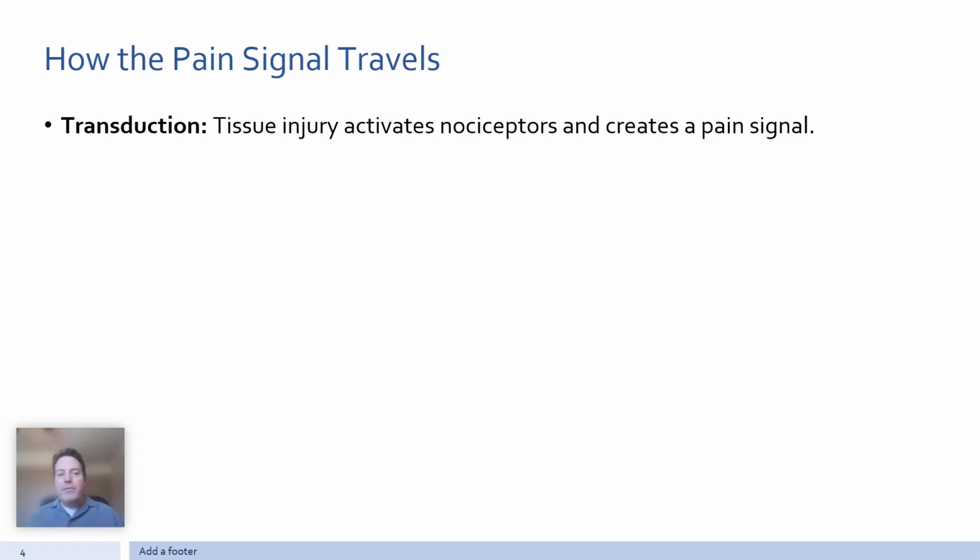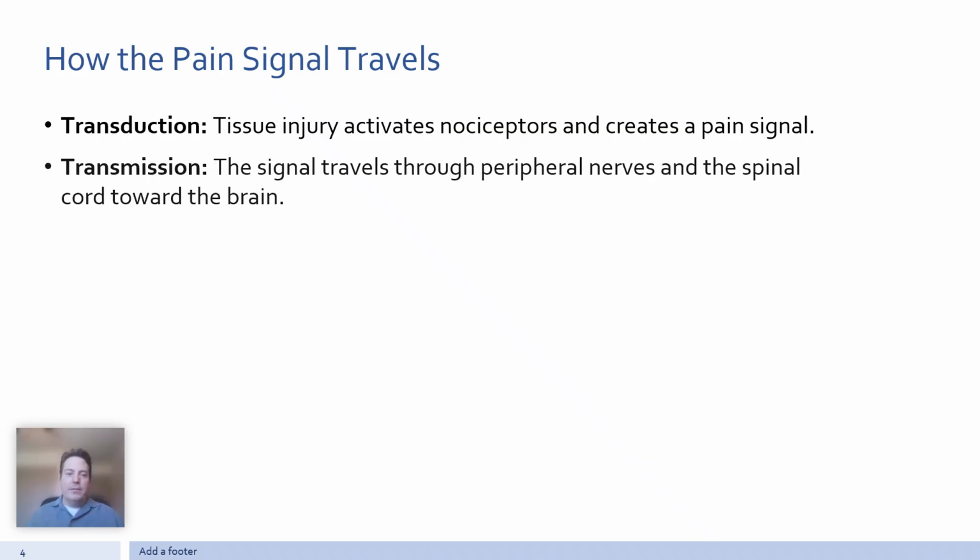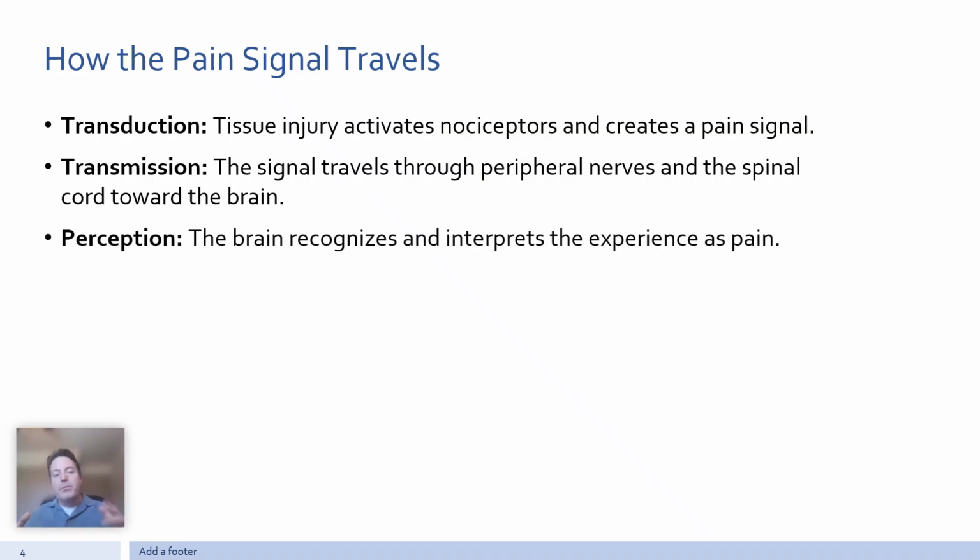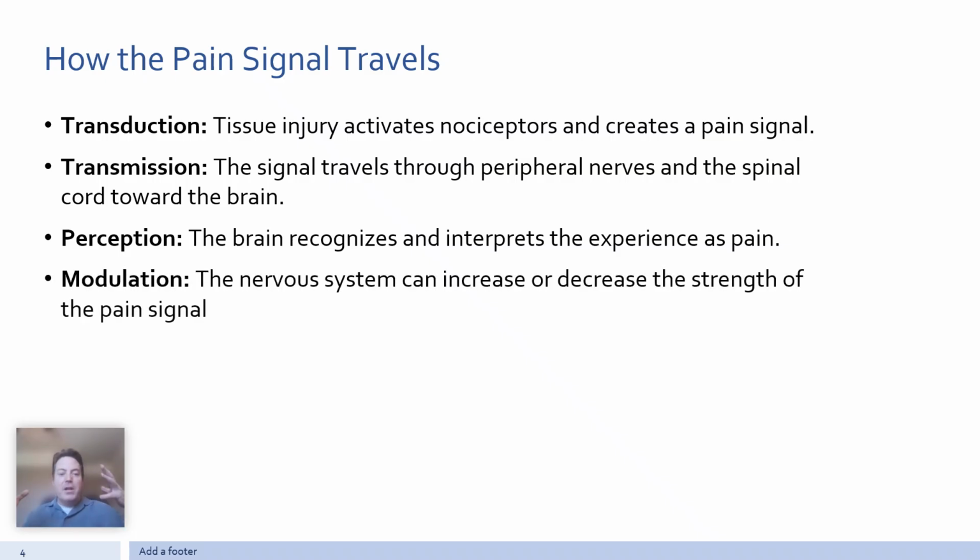So we have transduction, which is when tissue injury activates nociceptors, which creates a pain signal. We have transmission, and that's the signal traveling through the peripheral nerves and the spinal cord towards the brain. We have perception, which is where the brain recognizes and interprets the experience as pain. And then we have modulation, which is the nervous system increasing or decreasing the strength of the pain signal.